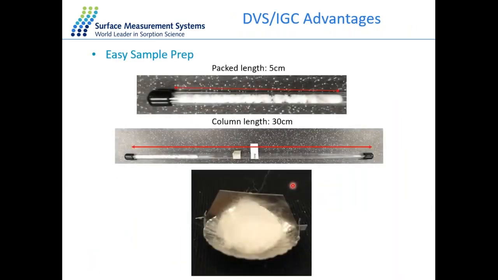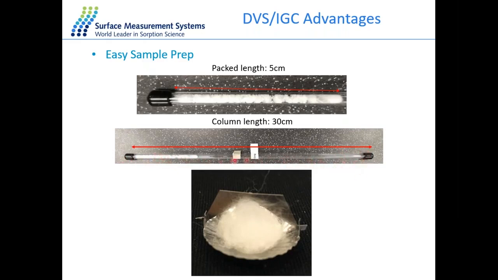In addition, inverse gas chromatography and DVS typically have very easy, low sample prep. For DVS, just put the sample onto a sample pan. I don't have to pack it down a column or place it down a tube. In inverse GC, I do have to put it in a tube. However, I don't have to put it all the way down the bottom. I can just put the sample into the top of the tube and then run it like that.